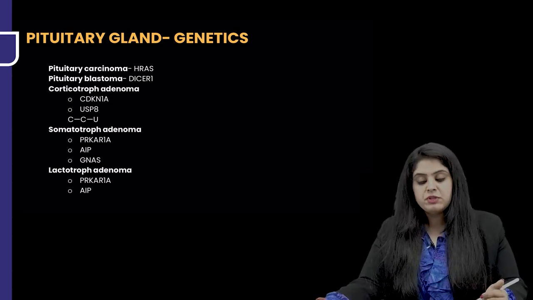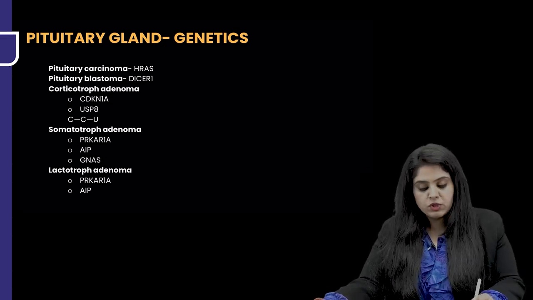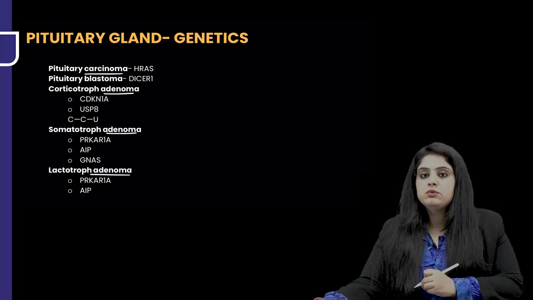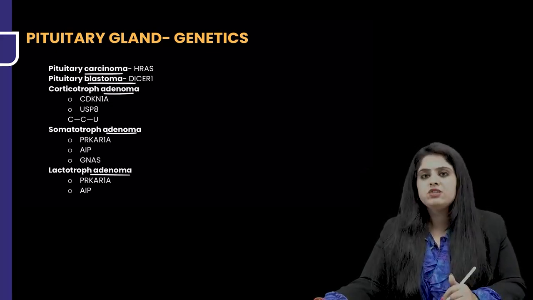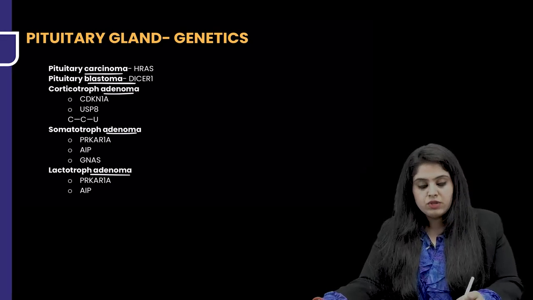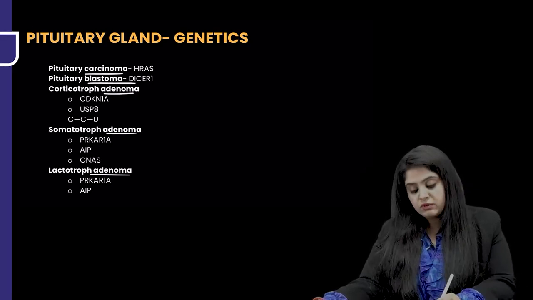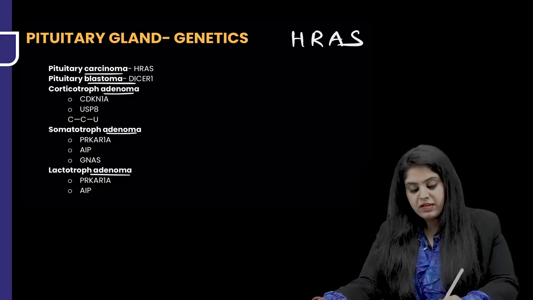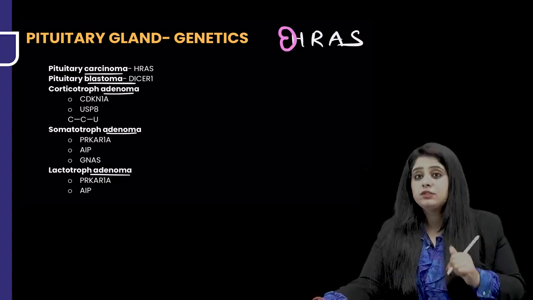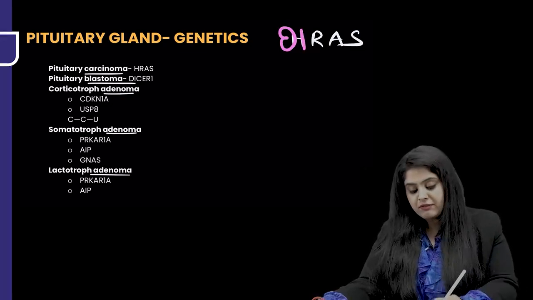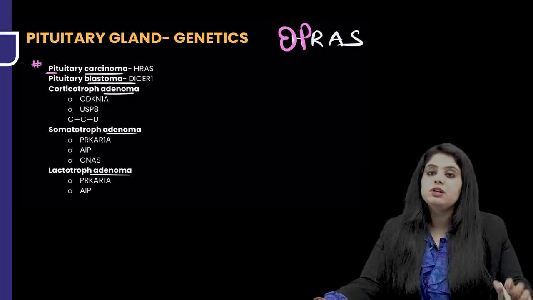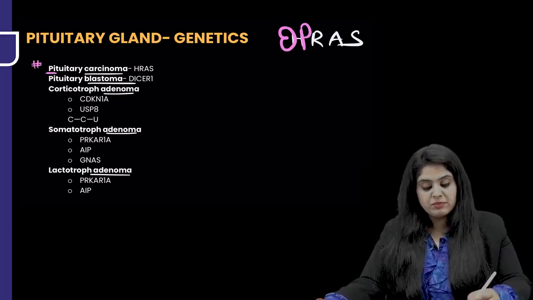So please remember, for pituitary gland tumors, you have what all? You have adenomas in the pituitary gland, you have carcinomas in the pituitary gland, and blastoma. So you will get a genetics question on it. Pituitary carcinoma is HRAS. If you go back to the neoplasia chapter, we have studied that in HRAS mutation, from one limb of H you make the kidney, so it's important in kidney cancer, and from the other limb of H you make pituitary carcinoma. So HRAS pituitary carcinoma already done in the neoplasia chapter.